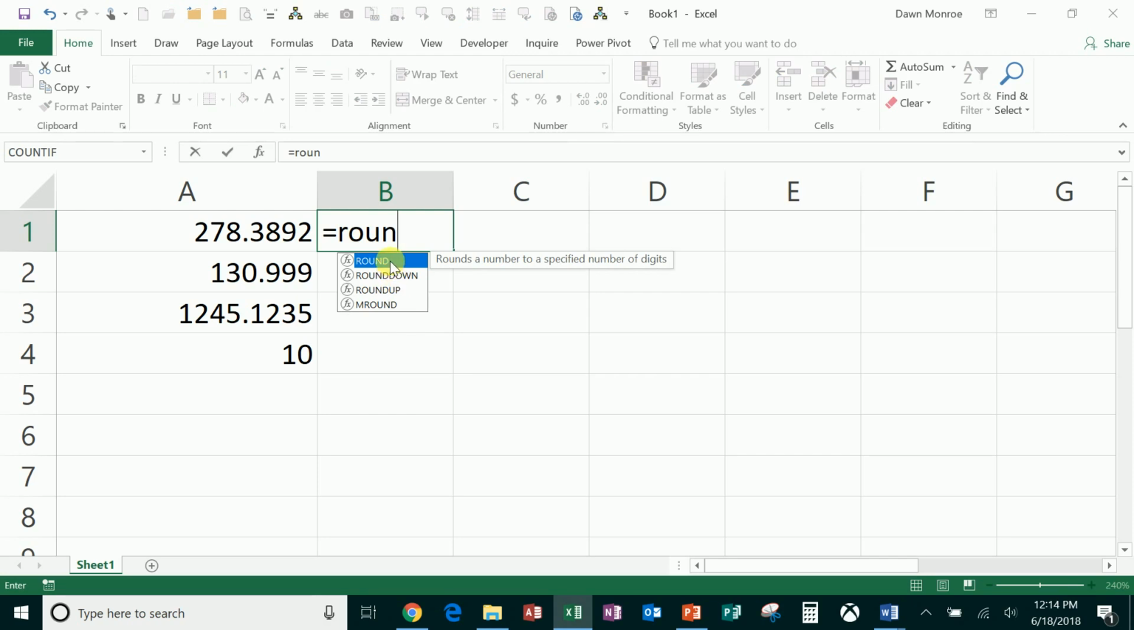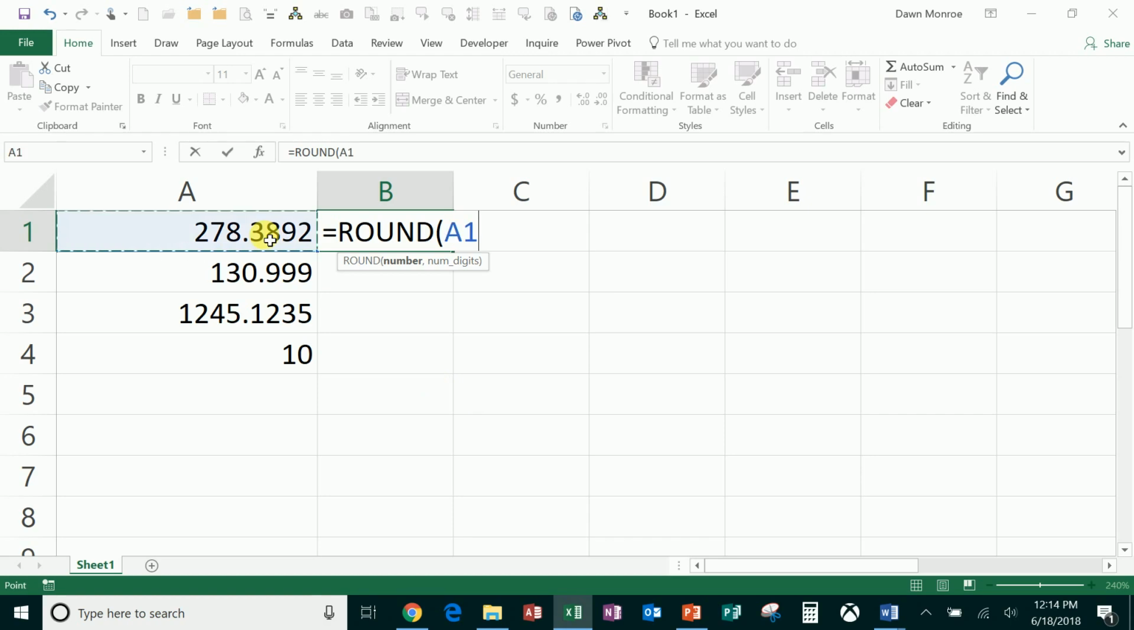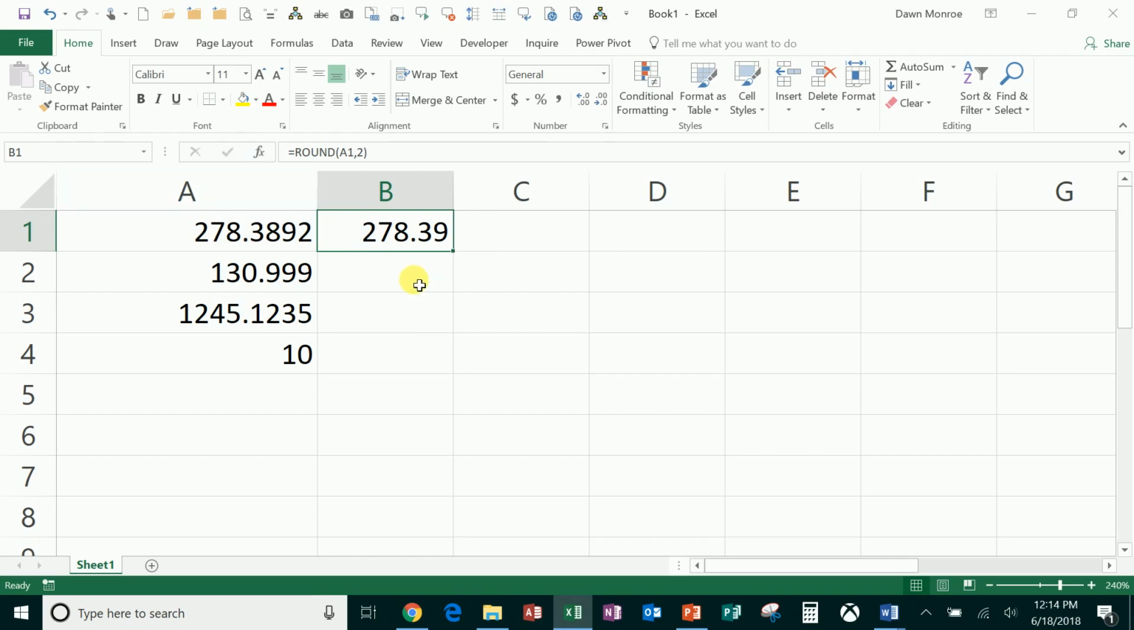Let's start with the basic round. So I'm going to select that one, and this is the number I'm going to bring in. And the number of digits is asking how many spaces you want rounded after the decimal place. So let's just say we want to round to 2 places. And there we get a result, rounding up to 0.39.